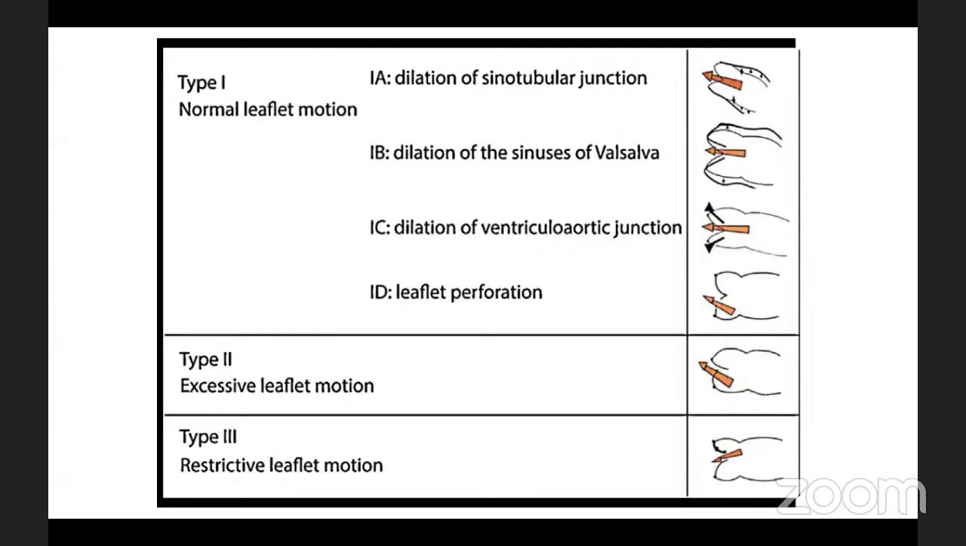The Carpentier classification for aortic regurgitation is important to be familiar with, because it helps determine the surgical operation. There are three types of aortic regurgitation. Type 1 is when the leaflet has normal motion. Type 2 is when there is excessive leaflet motion. Type 3 is restrictive leaflet motion, which is the least likely to be repaired. Type 1 is subdivided into 4. Type 1A is dilatation of the sinotubular junction. Type 1B is dilatation of the sinuses of Valsalva. Type 1C is dilatation of the ventriculo-aortic junction, and Type 1D is leaflet perforation.